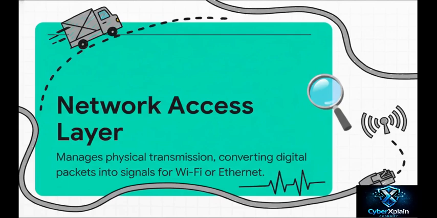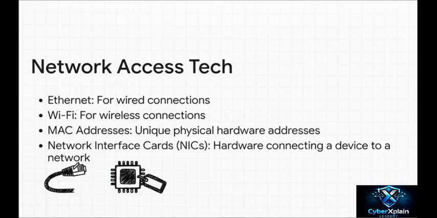It takes the digital packets from the internet layer and converts them into physical signals. We're talking electrical pulses for an Ethernet cable or radio waves for Wi-Fi, so they can be sent across real physical network hardware. Yep, this layer is all about the hardware. Ethernet cables, Wi-Fi signals, and every device has a permanent, unique hardware ID called a MAC address. So if an IP address is like your home address, the MAC address is like your specific name on the mailbox. It's that final, super specific destination.